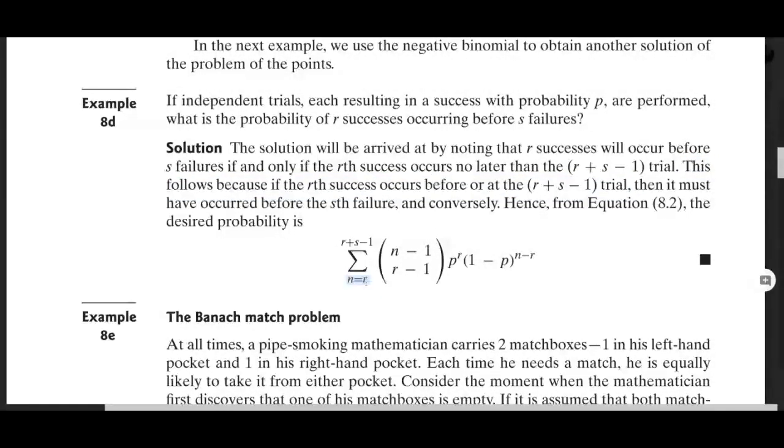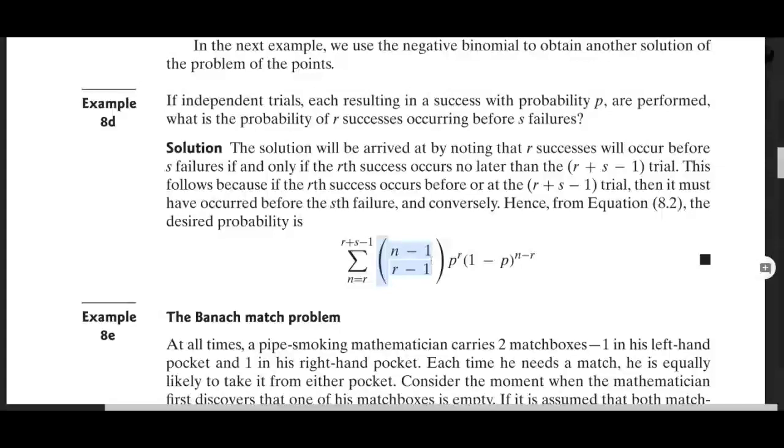So we just start with n equals r, at the nth trial is the rth success. Then up to r plus s minus 1, because remember we have r minus 1 successes already before this success, but then we have to have s failures. So this makes sense, right? This is intuitive, r plus s minus 1.